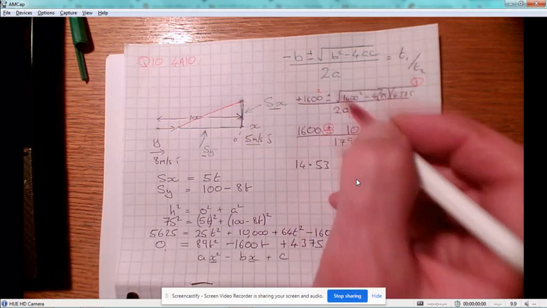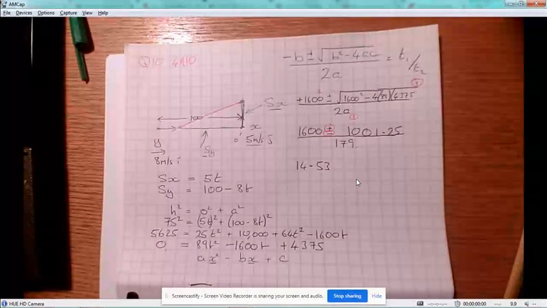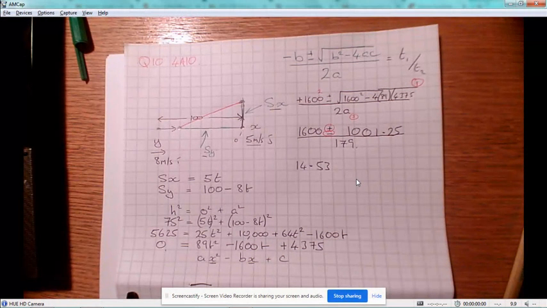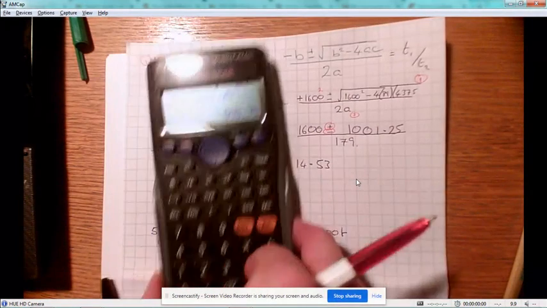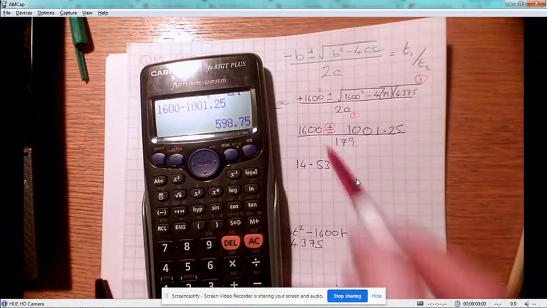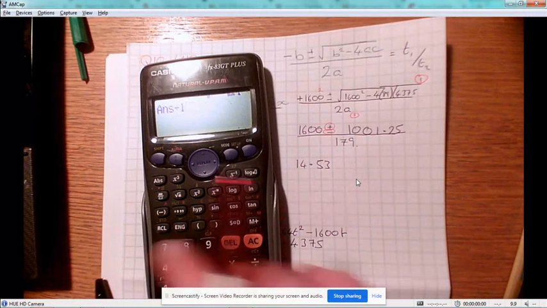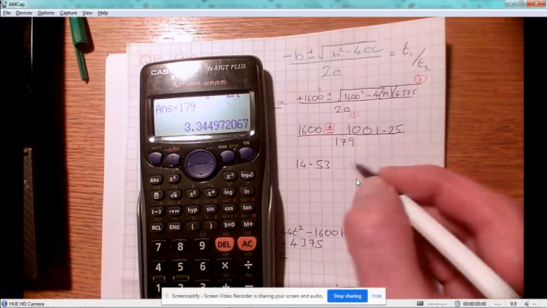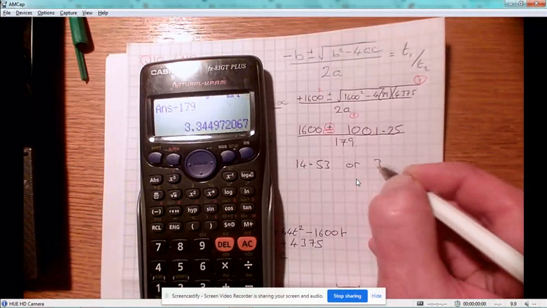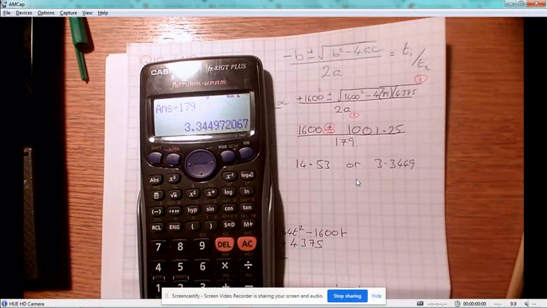So now we're going to go with the minus. So 1600 minus 1001.25. So now I should be shown there, yeah, 598. So that's the gap between these, so using the minus sign, and then divided by 179, and that gives me 3.3449.